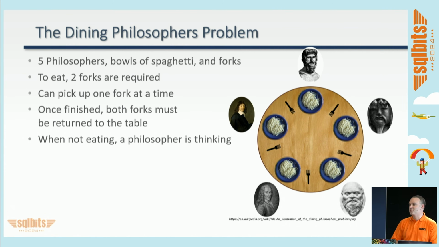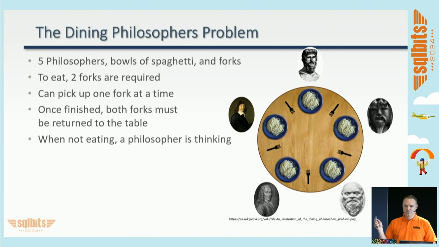There's a famous computer science problem that was proposed by a famous Dutch computer scientist, Dijkstra, in the early 1950s. It was called the dining philosophers problem. As you can see on the screen, we have 5 philosophers sitting around a table. Each has a bowl of, in this case, pasta in front of them, and there are also 5 forks. In order for a philosopher to eat, you need 2 forks. You can't just have one. They can only pick up 1 fork at a time, and when they're finished, both forks have to be put back on the table. And if a philosopher isn't eating, a philosopher is thinking.